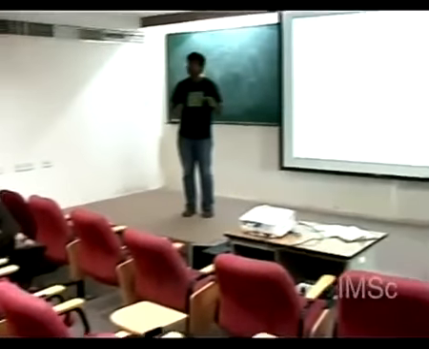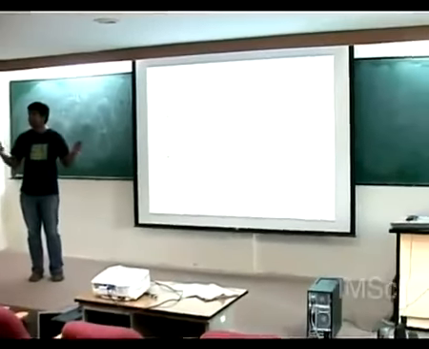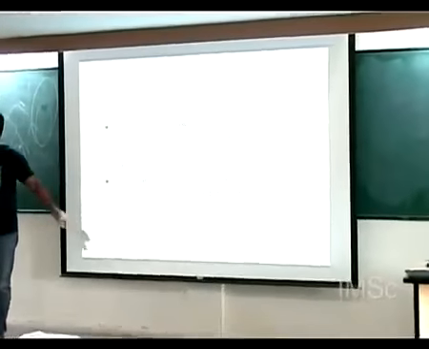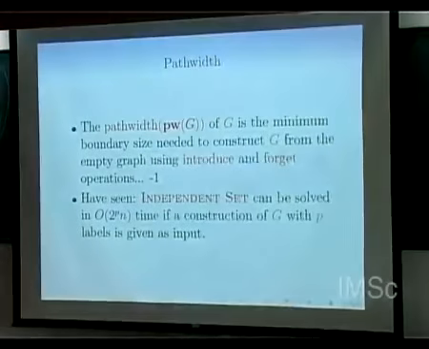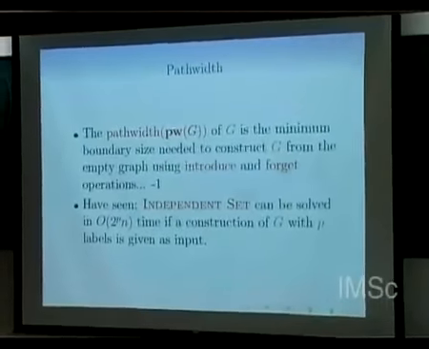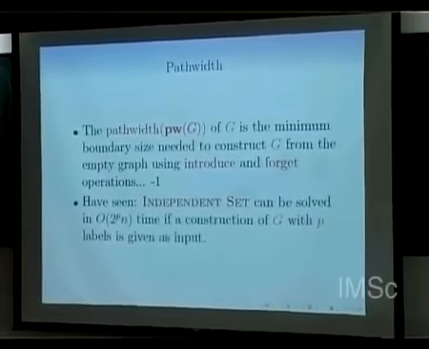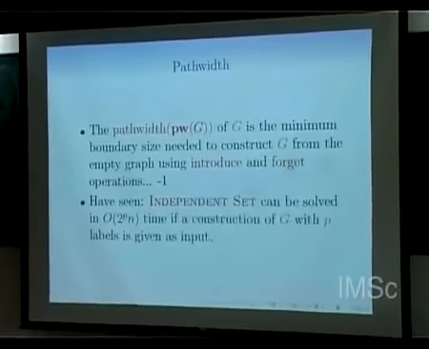There is a notion called path width of a graph, which I am not going to go into in detail, but what is path width of a graph? Basically, it is the minimum boundary size we need such that every graph can be constructed using introduce and forget operations. Given a graph G, what is the minimum number of boundary labels we need such that I can construct this graph by starting from a boundary graph and doing either an introduce operation or a forget operation?